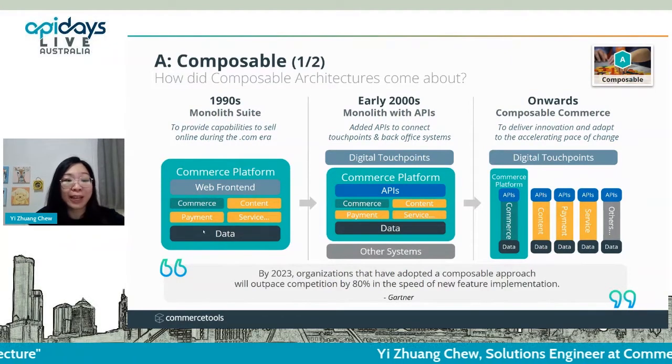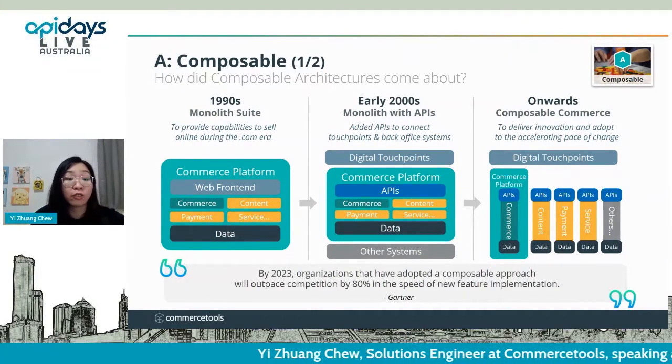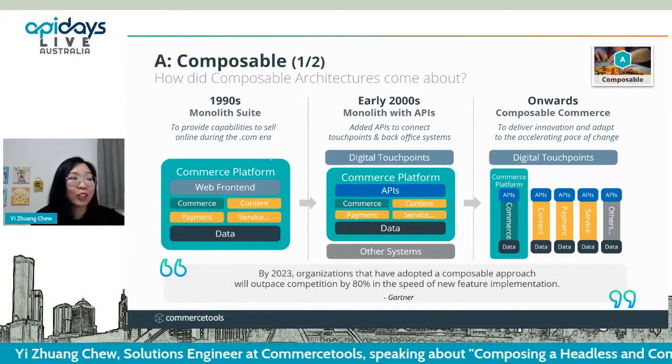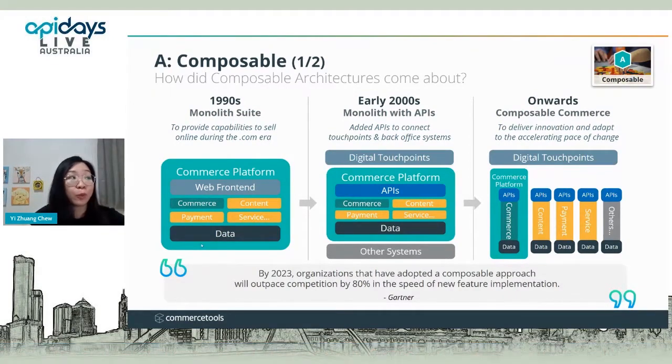And then on the back end, you might have data, you might have infrastructure bolted on top of it as well, a big dinosaur stack of sorts, just to help you sell online. And it worked because in the 1990s, the thing to do was just to get onto the market fast and be able to sell online.